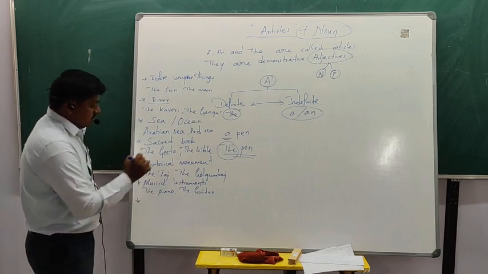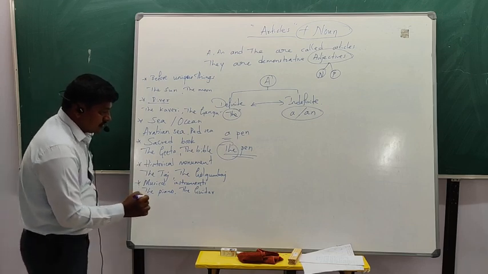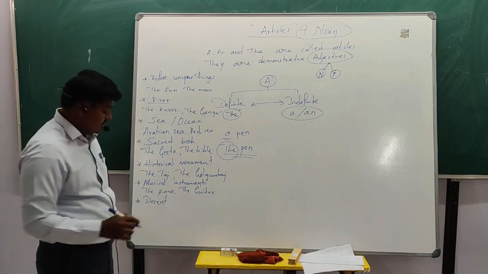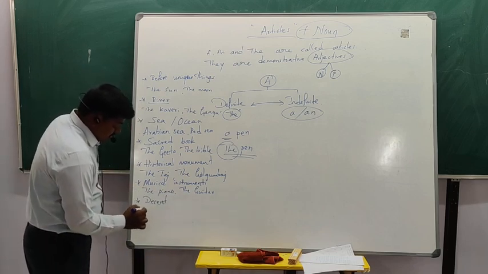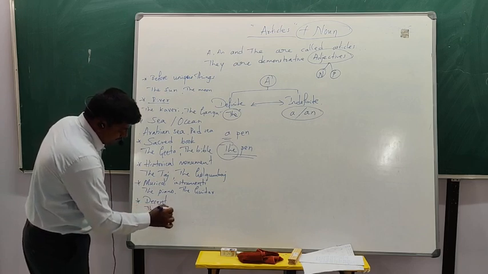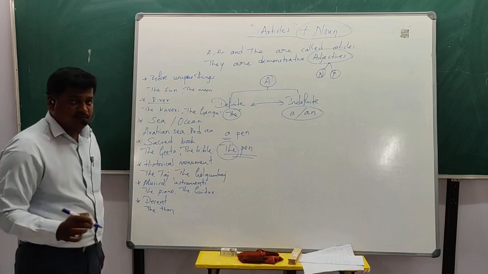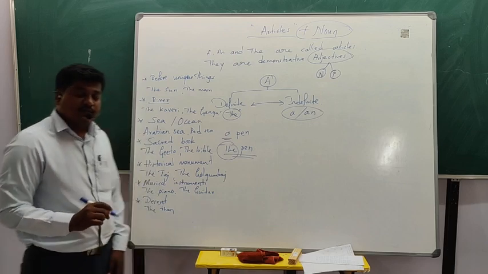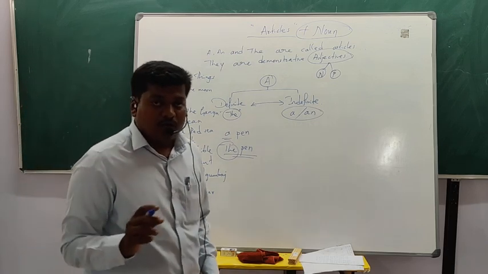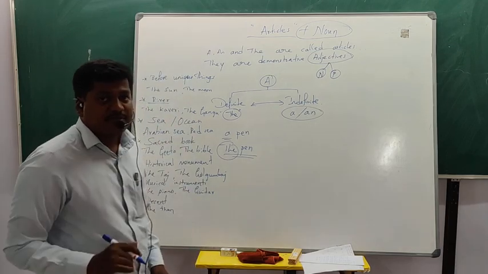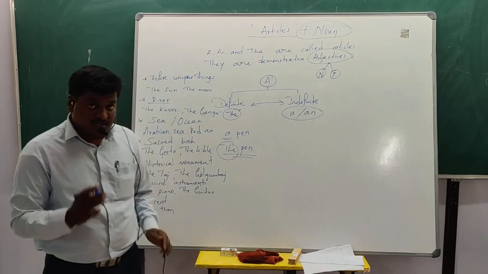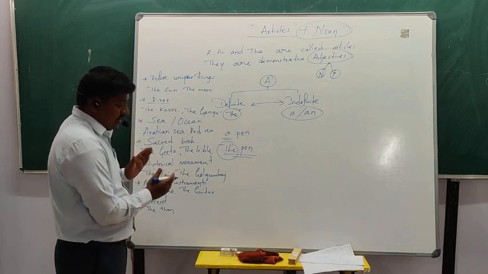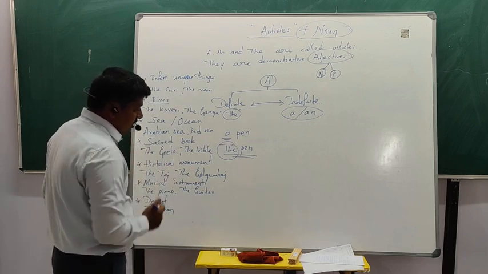And before the names of deserts, the is used compulsorily. The Thar. Like that, before the names of deserts. And see here, before the names of trains, ships, or any well-known buildings, we should use the: the Chennai Express, the Shatabdi Express. We are using the particularly in front of the names of trains and ships.